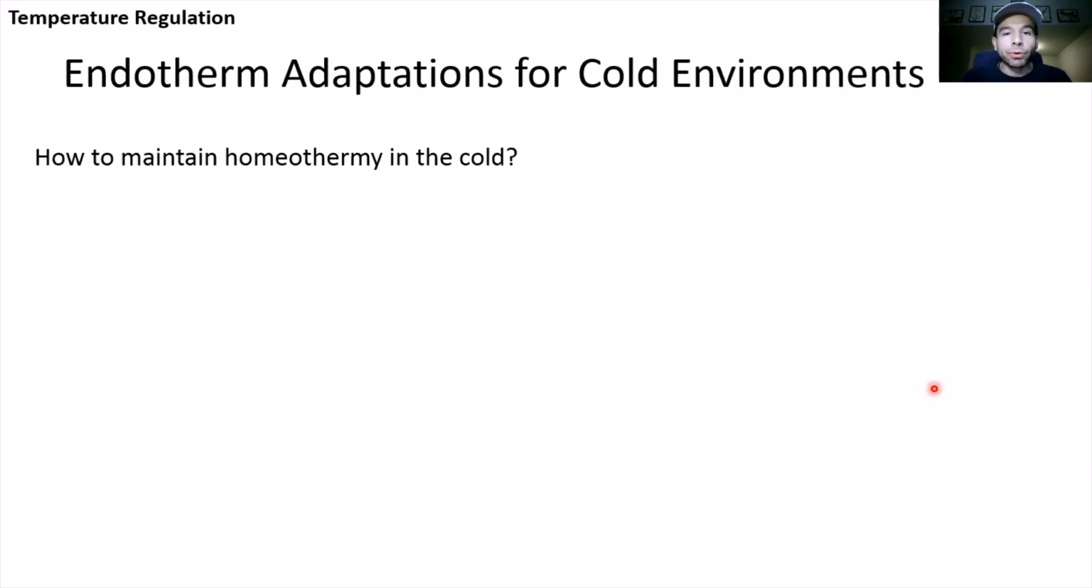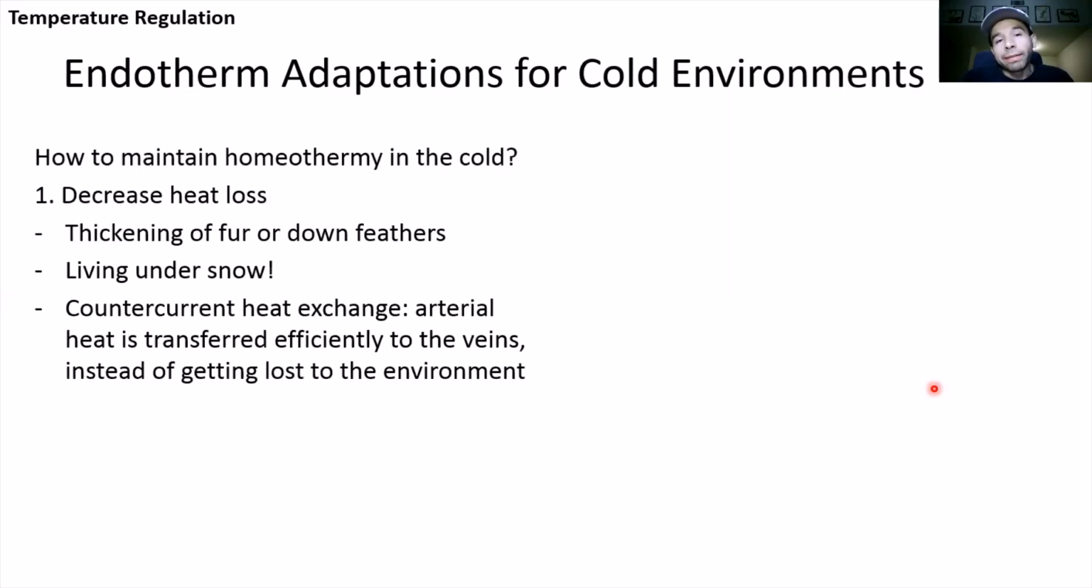Okay, endotherms don't just need to adapt to hot environments, but also to cold environments. So, how do endotherms maintain homeothermy in the cold? Well, they have to decrease the amount of heat lost to the environment, and they can do that by thickening the fur or the down feathers. They can live under snow, and that's surprising, but the temperature under snow is not much colder than 0 Celsius, and it can be much, much colder above the snow.